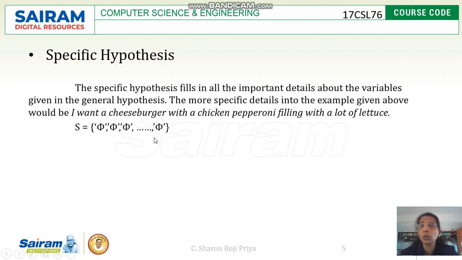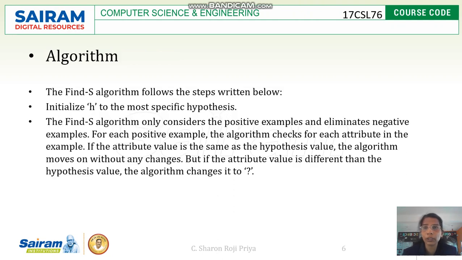For the same thing, if I want to write a specific hypothesis, I can specify what type of burger I need. You can write, I want a cheeseburger. That becomes a specific hypothesis.